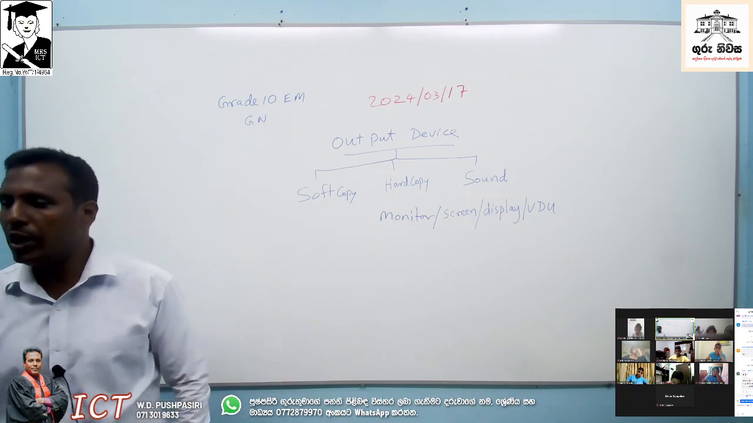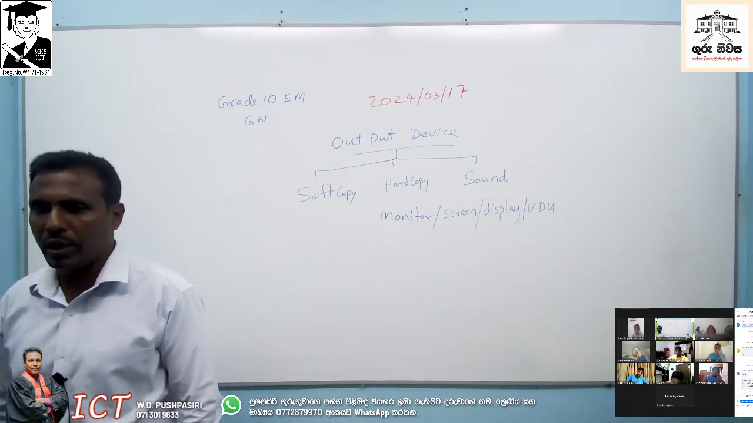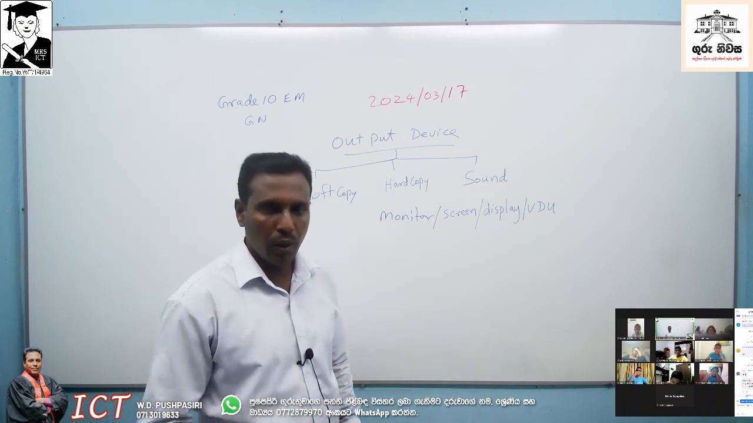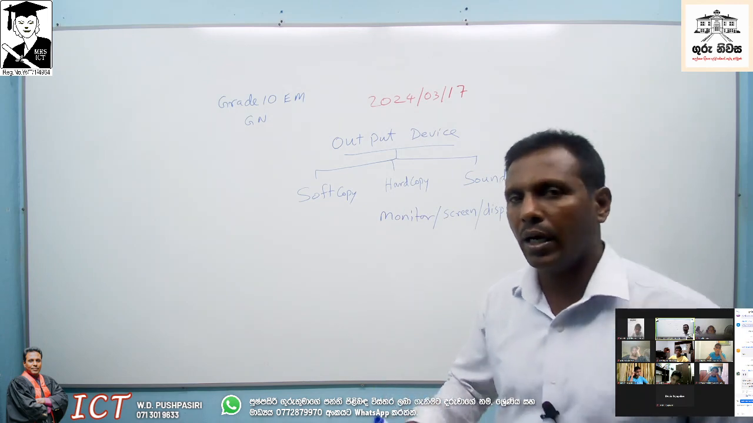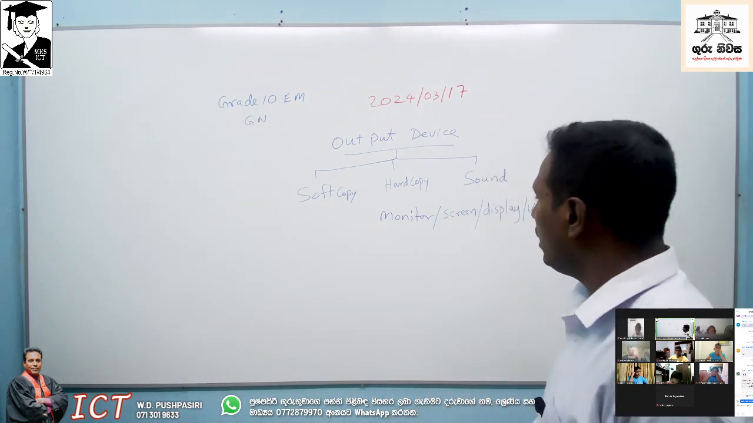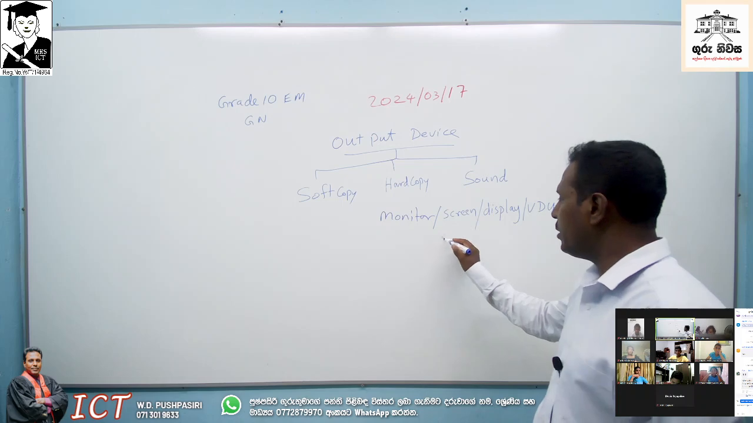What do you mean by VDU? Visual display unit. What is that? Visual display unit. But if it is in a network environment, the monitor is also called station.